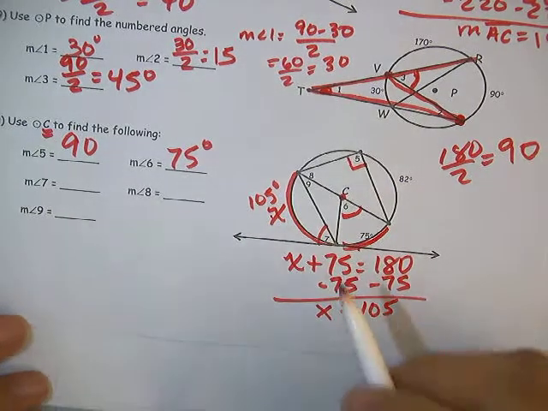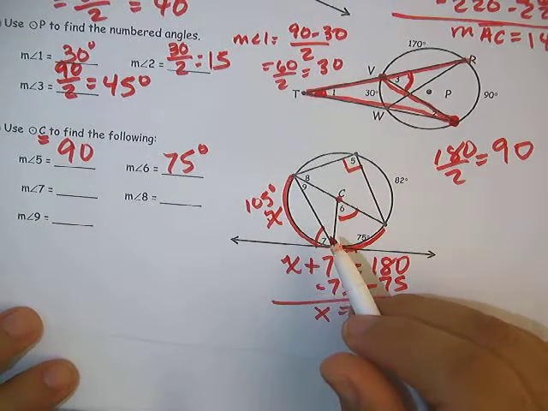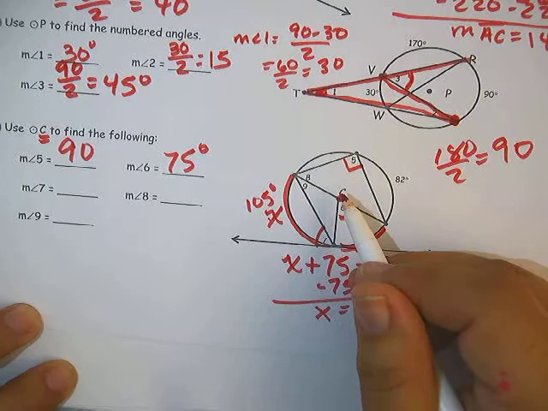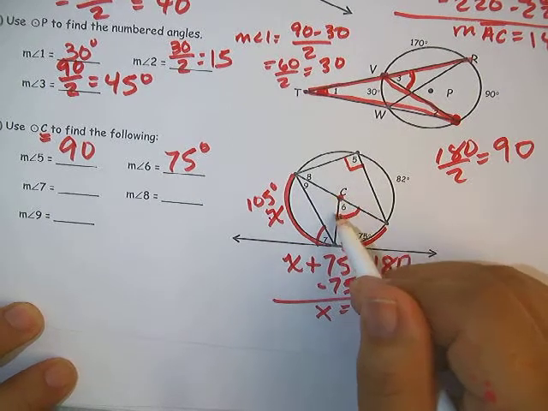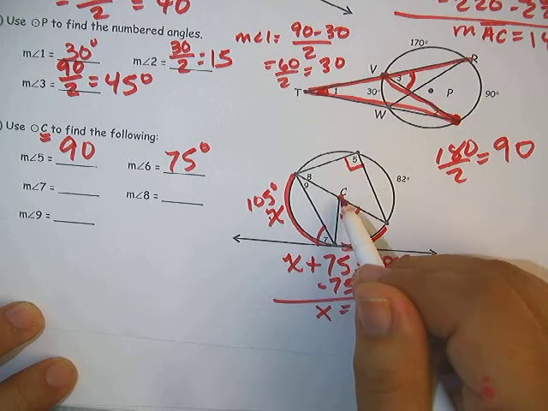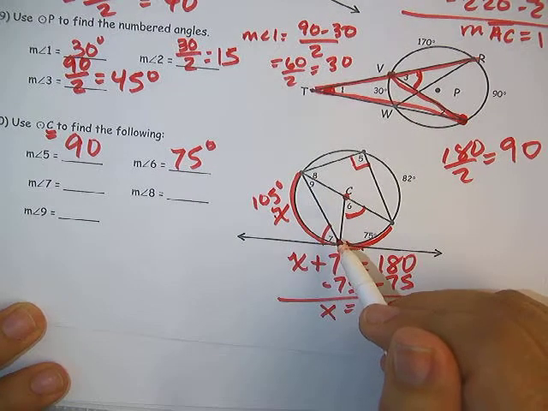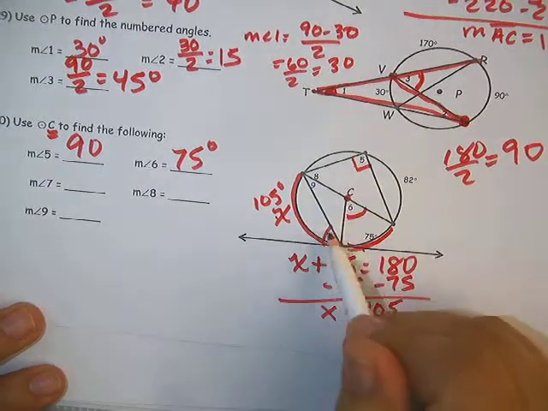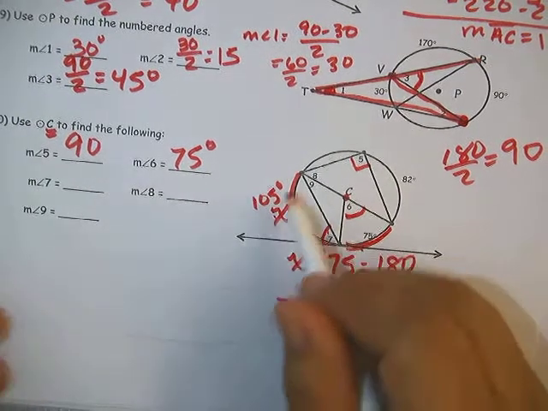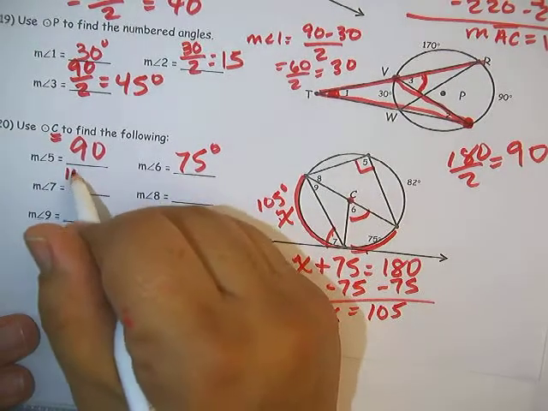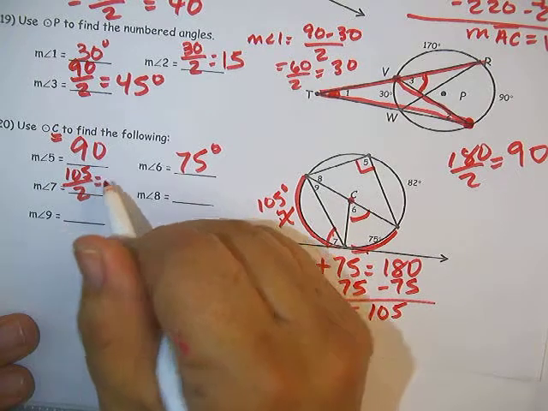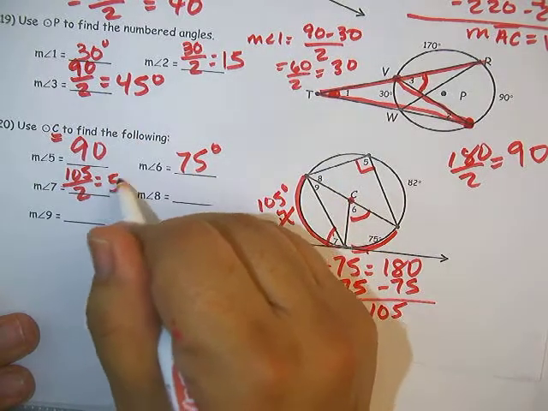But I need to find angle 7, and it's not going to be equal to the arc because it didn't start from the center. I could actually tell you that this angle is 105 because it starts from the center of the circle, and this is the arc it intercepts. But I'm trying to find angle 7. Well, it's going to be that arc divided by 2, which will be 52.5 degrees.